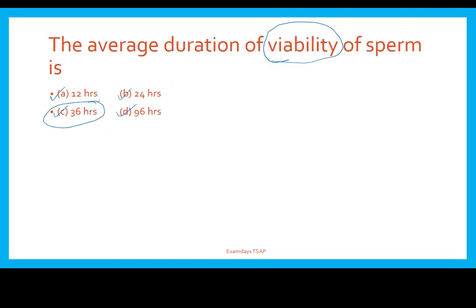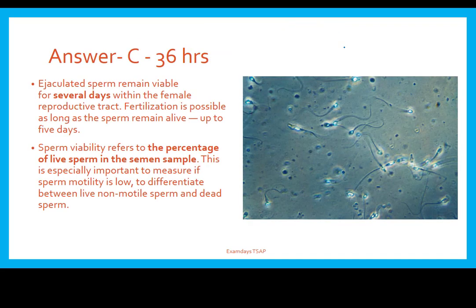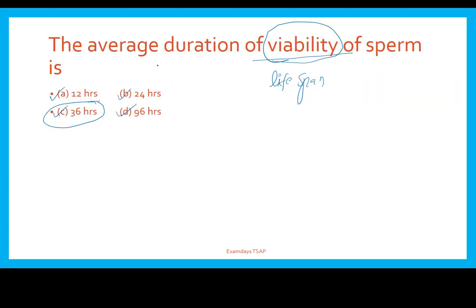It is not asking about lifetime or lifespan, but it is asking about the viability of the sperm, which is going to be 36 hours. Sperm can remain alive for 7 days within the female reproductive tract, and fertilization is possible while the sperm is alive, but the question asks about viability. The correct answer is 36 hours. Ejaculated sperm remaining alive is different from the viability of sperm.